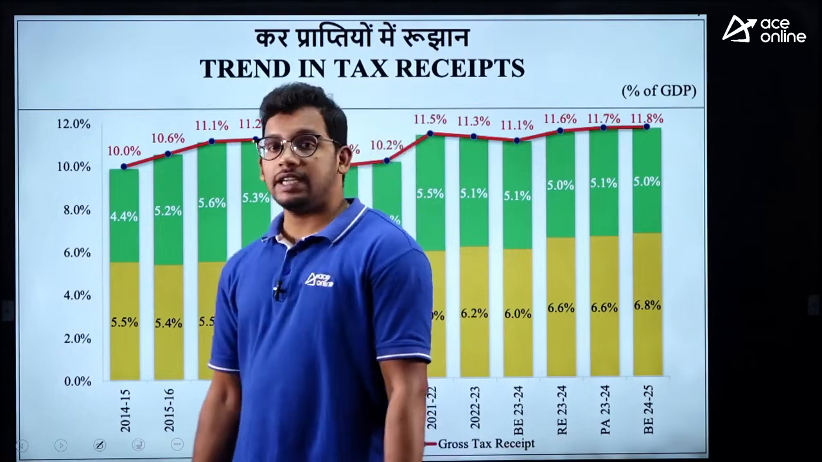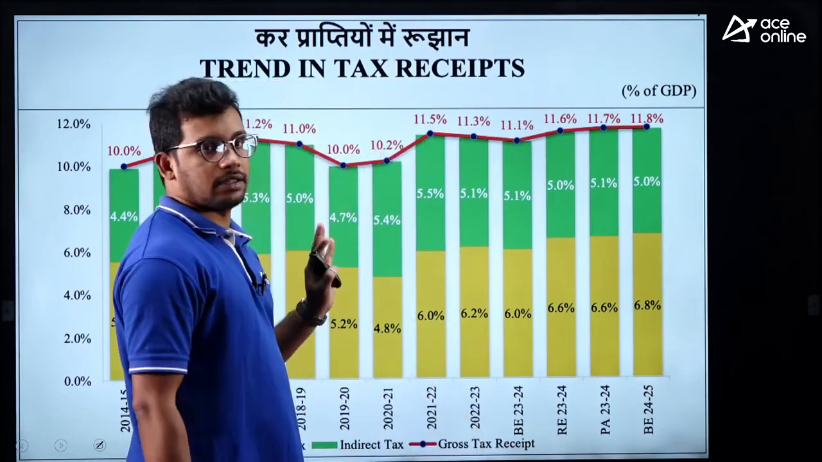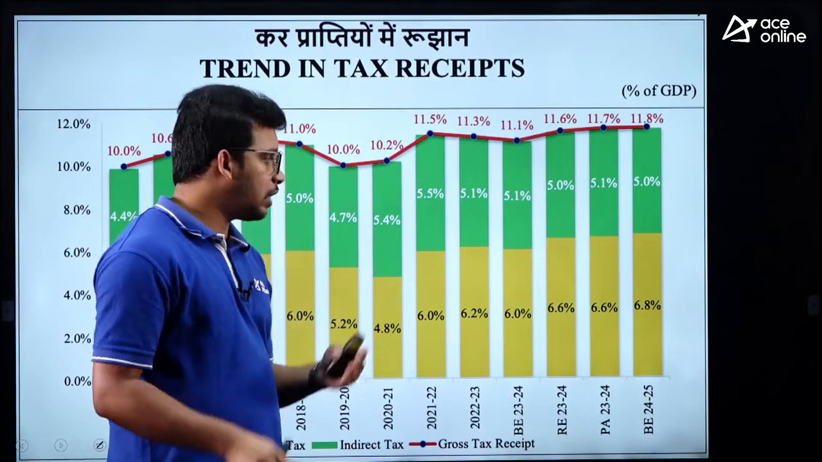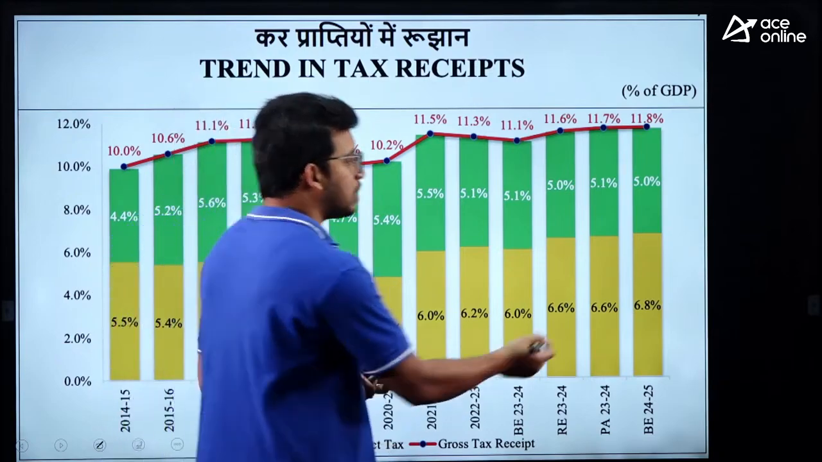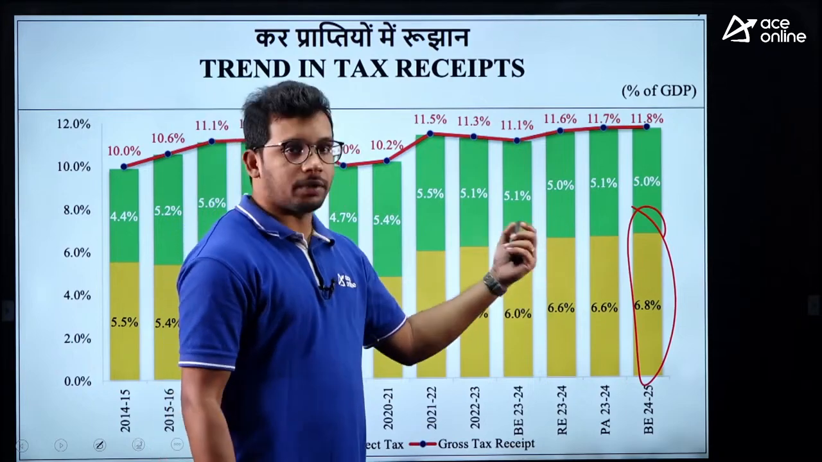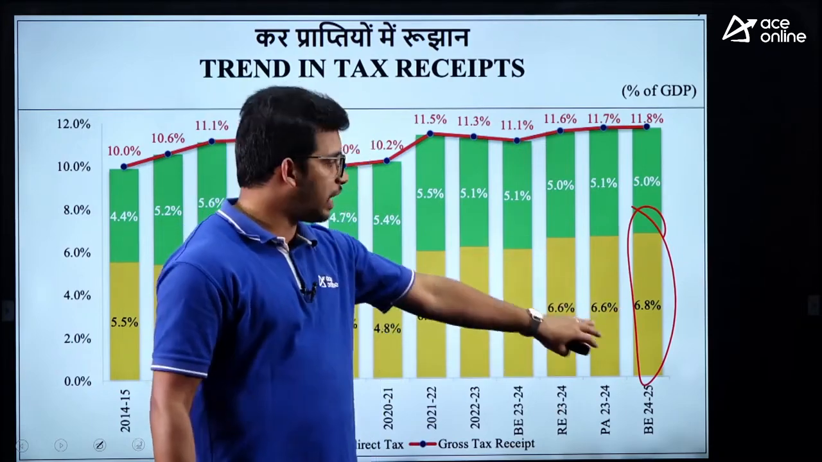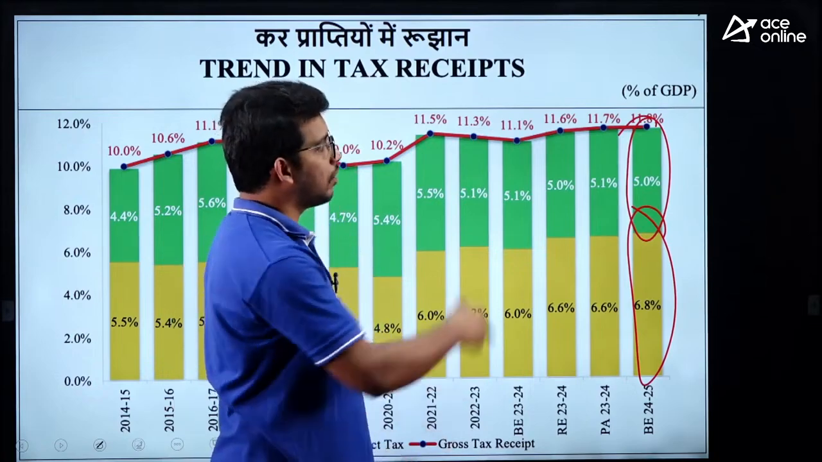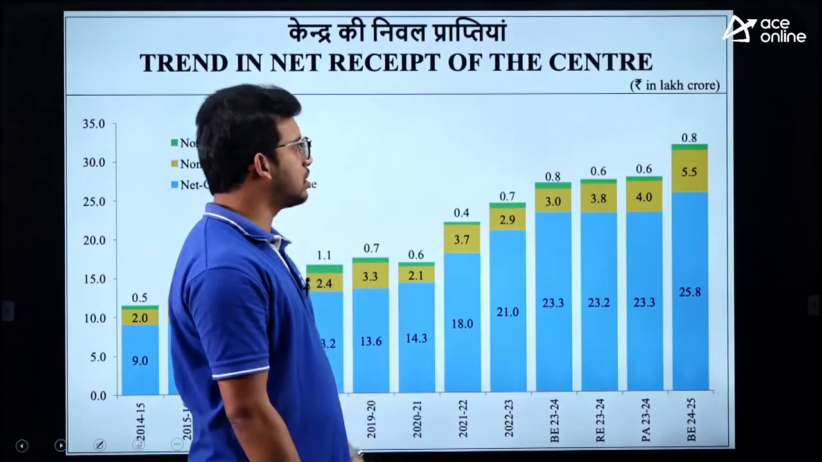Next one, trends in tax receipts. So how is government receiving the tax? There are two types, direct tax or indirect tax. We have already seen 6.8% of the total GDP is direct tax and 5% of GDP is indirect tax, right. We have seen this in the beginning itself.